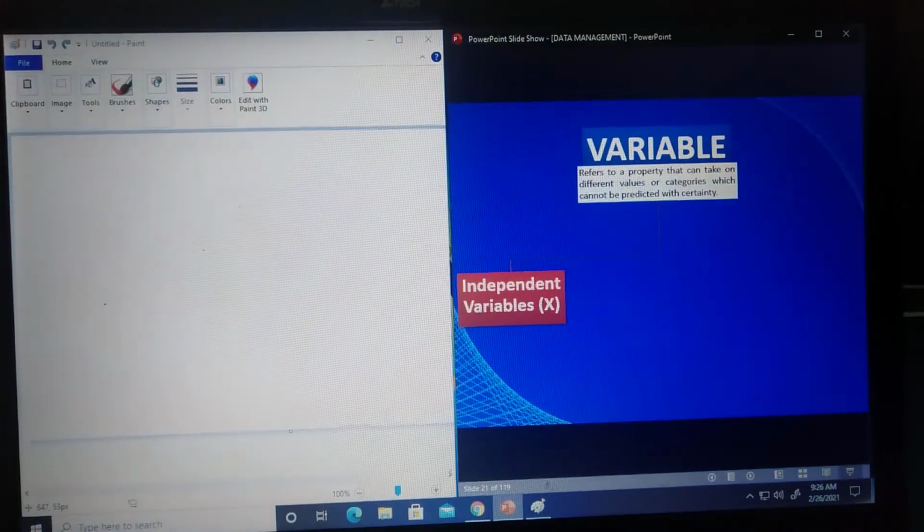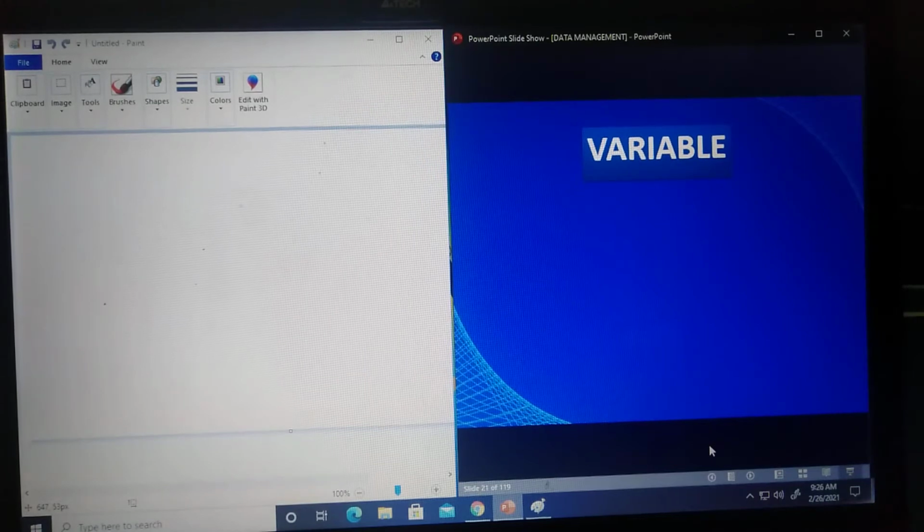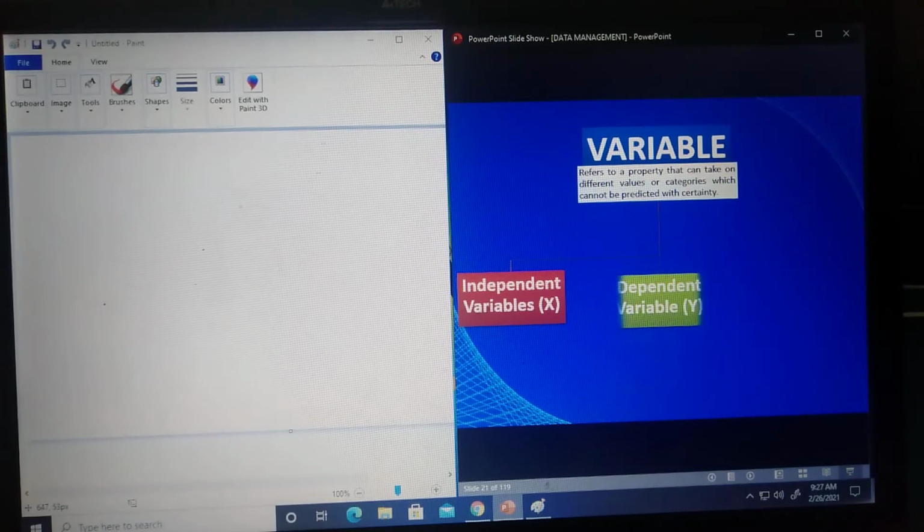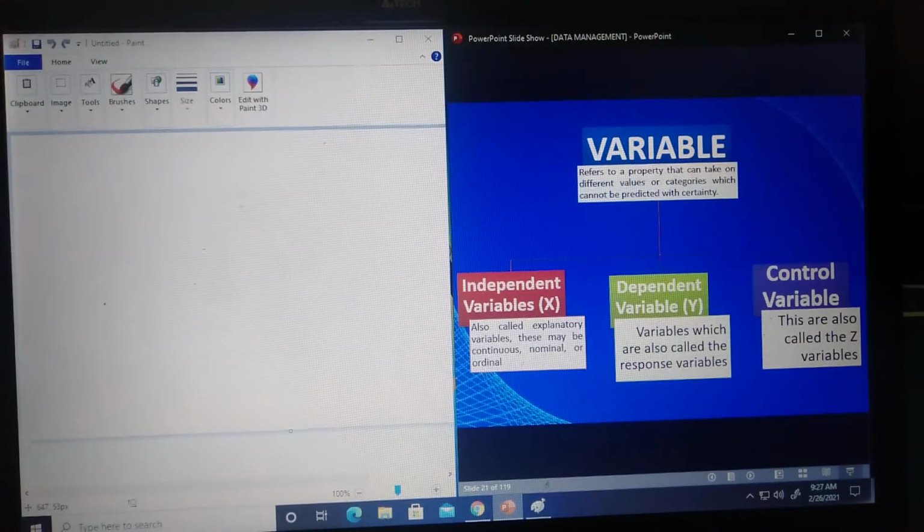Under variables, in normal mathematics or algebra, when we say variable, we have A, B, C, D up to Z. Here in statistics, there are three, but most commonly used are two. The third is only used when needed. We have the independent, the dependent, and the control variable. The independent is the explanatory variable. This may be continuous, nominal, or ordinal. Meaning, it can stand alone even without the other two. Unlike the dependent variable, which cannot stand without the independent, because it depends on the independent.